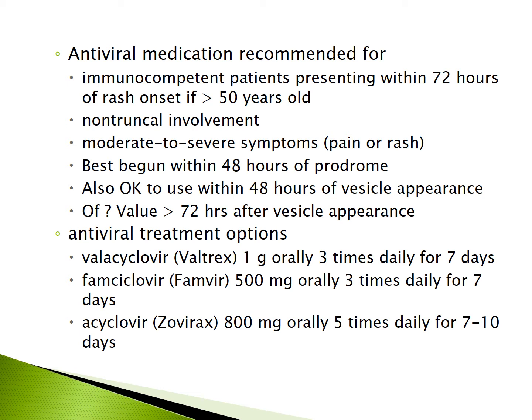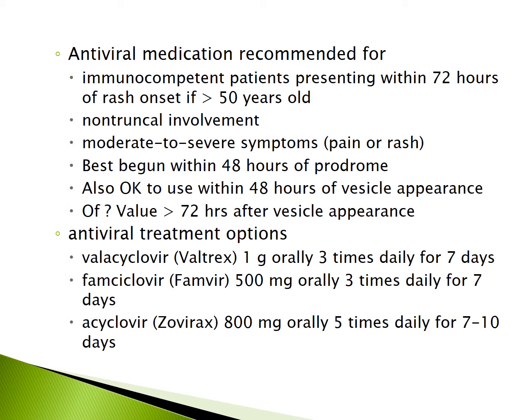So early intervention in the treatment of herpes zoster produces the best results when you're using famciclovir, acyclovir, or valacyclovir. Systemic corticosteroids such as prednisone, starting at 60 milligrams a day and then tapering over 3 weeks, may assist in reducing acute pain, but it has not really been proven to do so. It is best begun within 48 hours of that prodrome, and it's also okay to use it within the 48 hours that the vesicle has been present. So the earlier, the better.